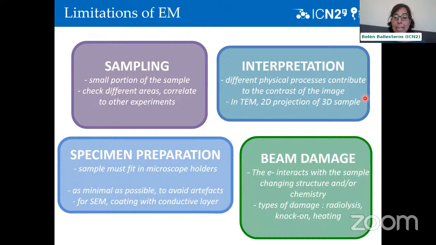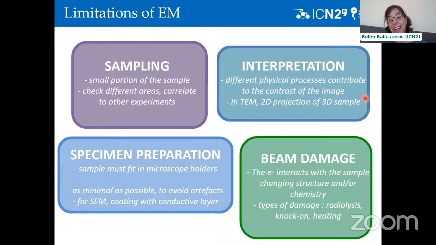And last but not least, in the electron microscope we are sending a beam of electrons to our samples. So the electrons can interact with the sample, and they can change the structure, and they can change the chemistry, because they are electrons, and they can produce reactions. So we have to have this in mind.